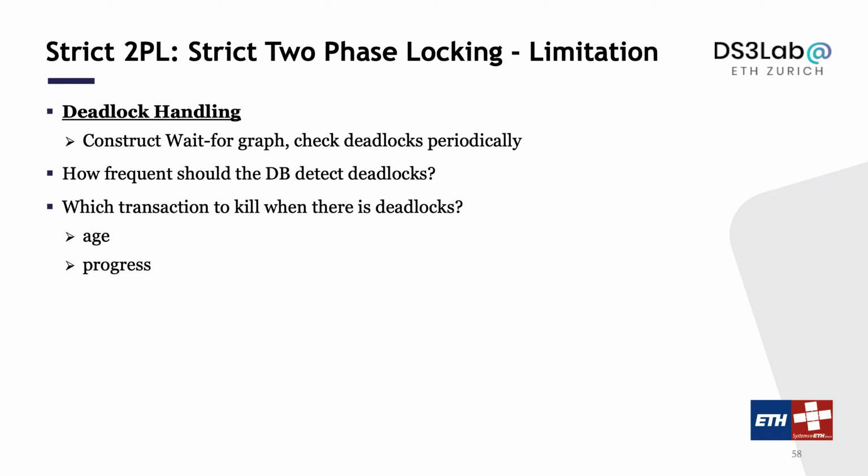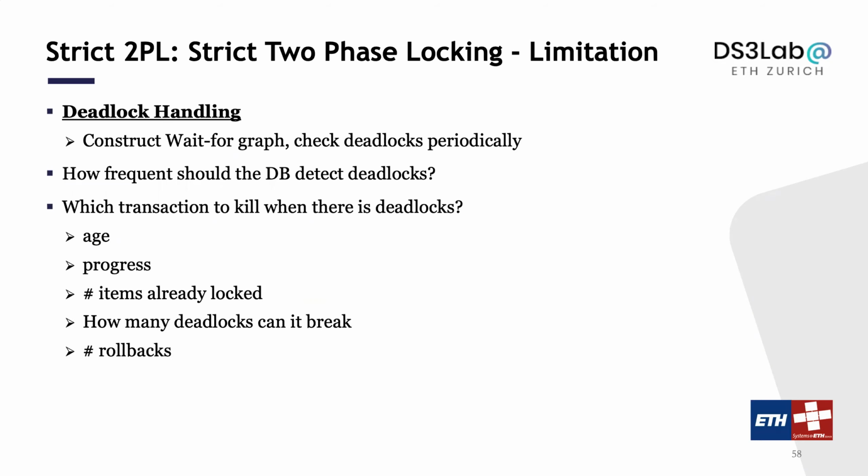You can see how much progress each transaction is making. Maybe there's one transaction just one step away from being done. Maybe I do not want to kill that. You want to check how many items are being locked. Maybe there's one transaction holding a whole bunch of locks. Maybe you want to kill that. Also how many deadlocks a transaction can break, how many potential rollbacks you are going to have, and how many times the transaction has been aborted in the past.